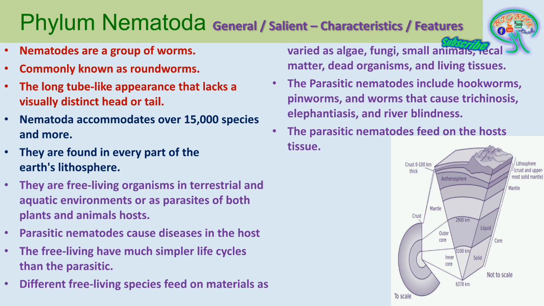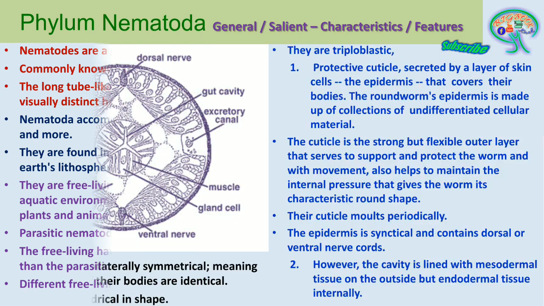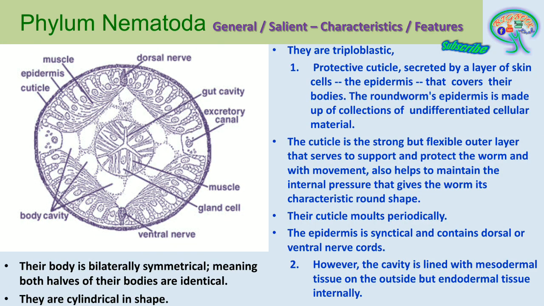The parasitic nematodes include hookworms, pinworms, and worms that cause trichinosis, elephantiasis, and river blindness. Whichever parasitic nematode is present in a plant or an animal, it feeds on that host's tissue and causes medical symptoms, that is, diseases or ailments. Now, the next slide is also a discussion of the salient features.